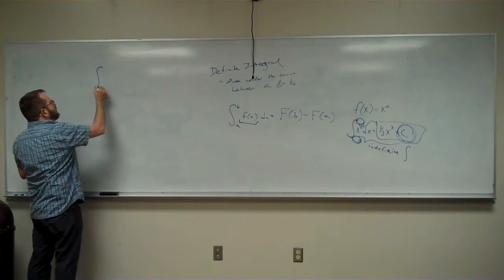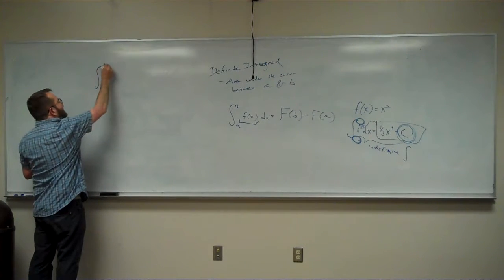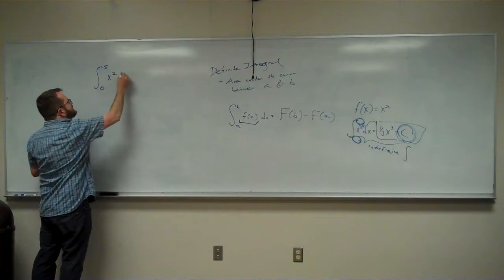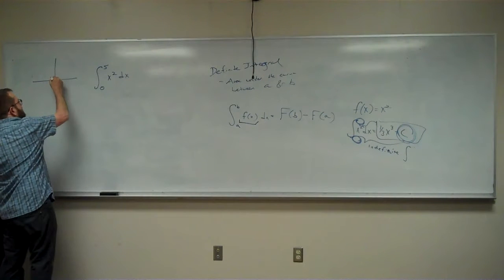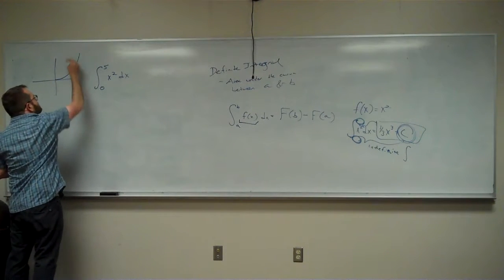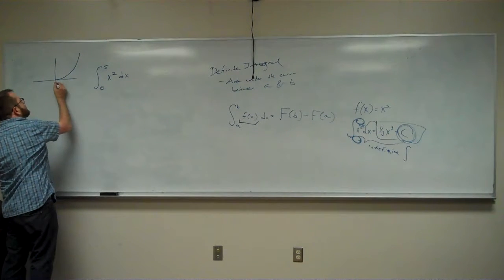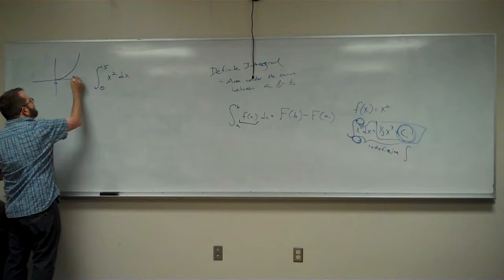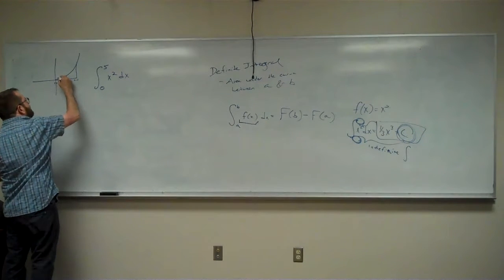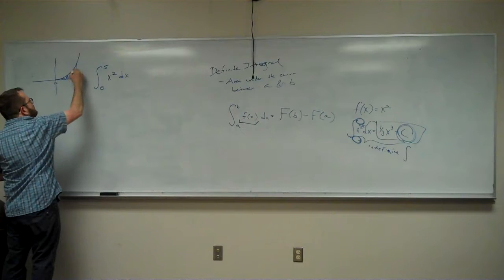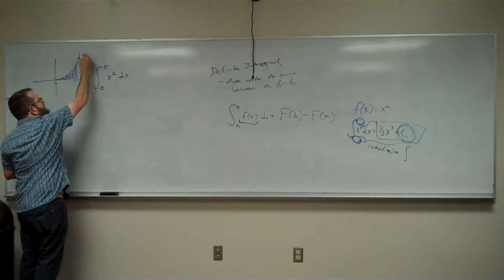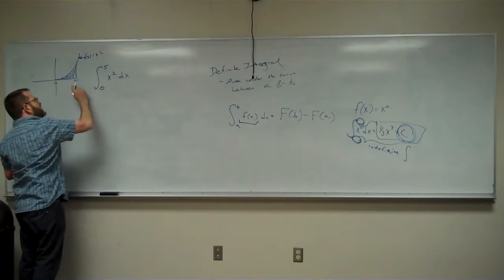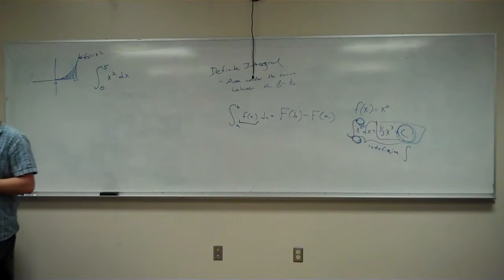Let's do the integral from 0 to 5 of x squared dx. Just so you understand what's going on here, the graph of x squared looks something like this. So from x equals 0 to x equals 5, I want to know what this area is underneath this curve, between the curve f of x equals x squared and the x-axis.